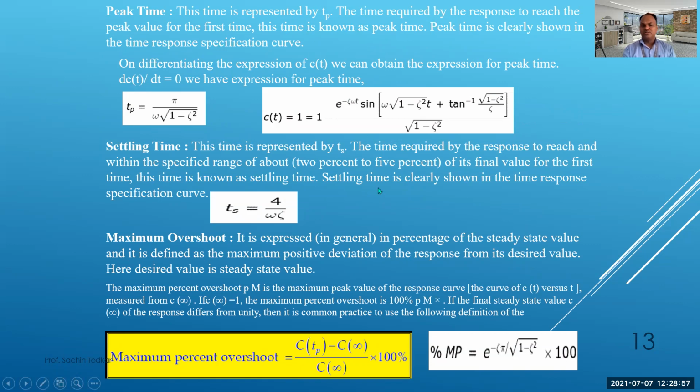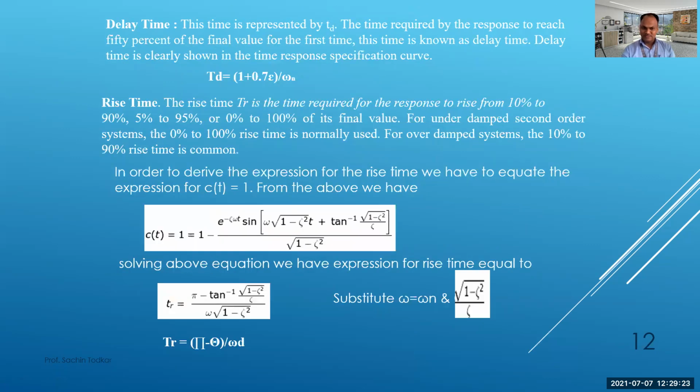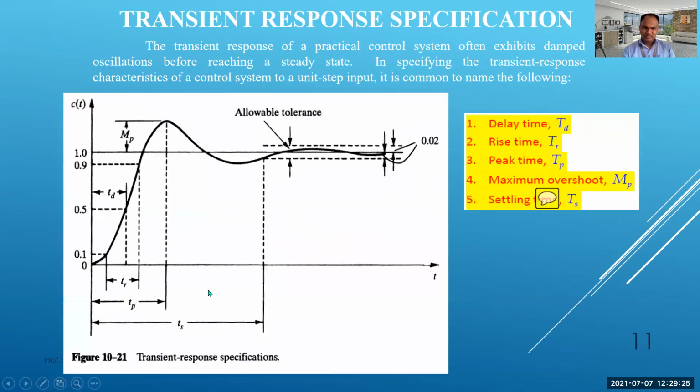We are not going to go into the details of these formulas right now. We'll see them in detail in the next lecture. Settling time is represented by TS. It is the time required by the response to reach and stay within the specified range of about 2% to 5% of its final value for the first time. This time is known as settling time. Settling time is clearly shown in the time response specification curve. You'll see it again here; TS is the settling time.